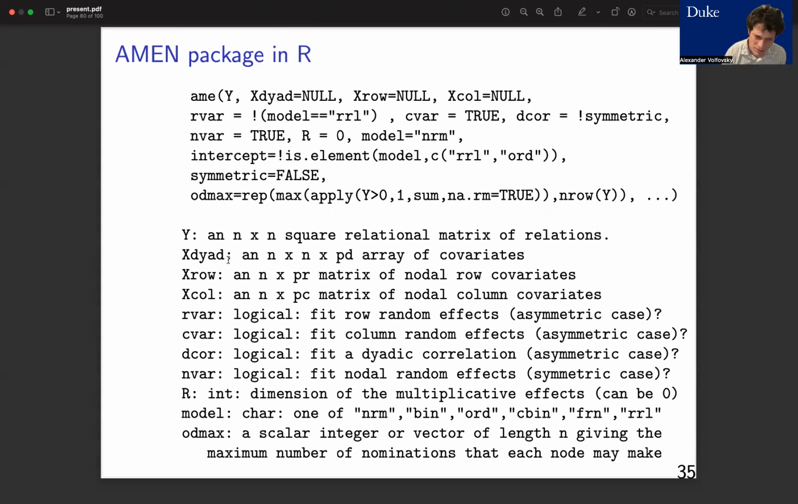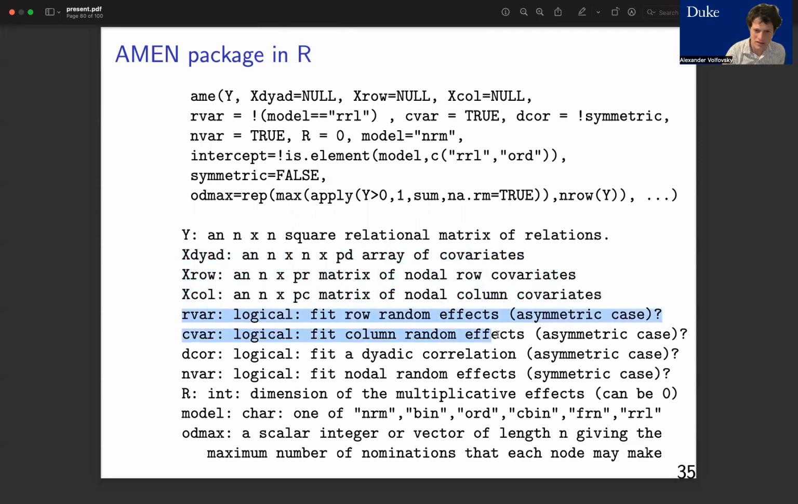I mainly just want to point out the Y here is a square matrix of some kind of relation. So it's either a binary matrix or a non-binary matrix. You can have missing values or not have missing values. This is perfectly fine for all of the code here. Then you are asked for three types of covariates, right? So predictors of either row predictors, column predictors, or dyadic predictors. So popularity, sociability, or dyadic information.